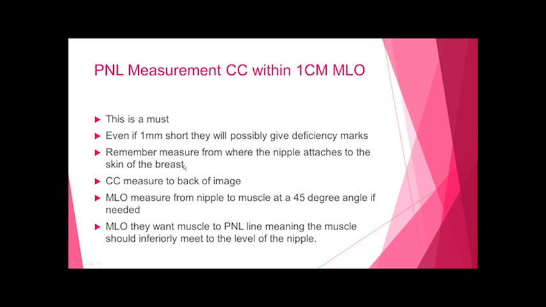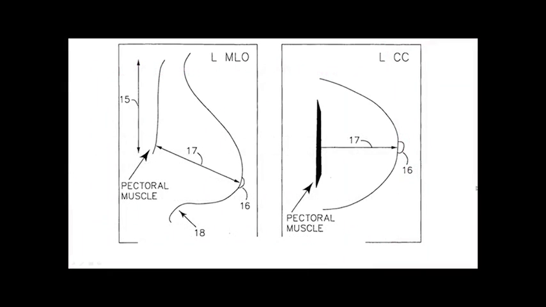So remember, measure from where the nipple attaches to the skin of the breast. On the CC, you measure from where the nipple attaches to the skin all the way back to the image. And on your MLO view, you measure from the nipple to the muscle, even at a 45-degree angle if needed. On the MLO, they want muscle to the posterior nipple line, remember? But if you can't meet that, they will give you a 45-degree angle. So here's an example.